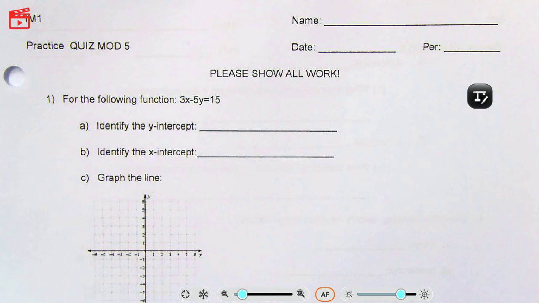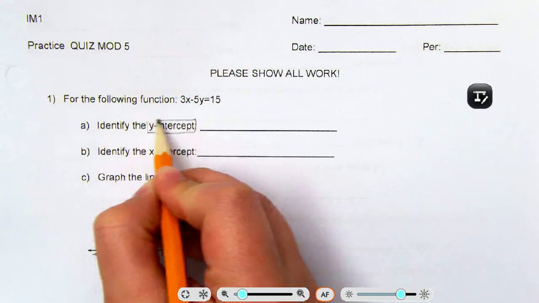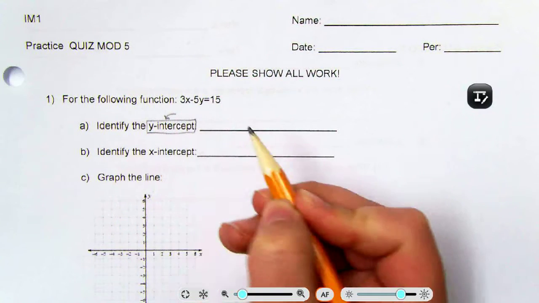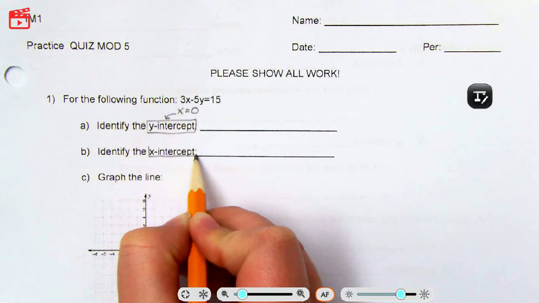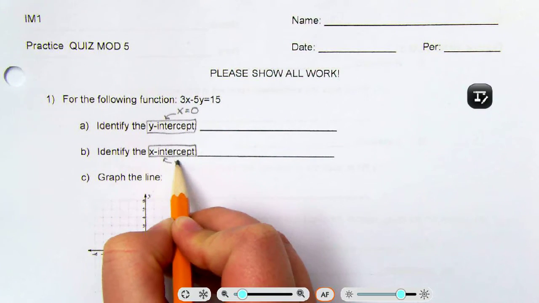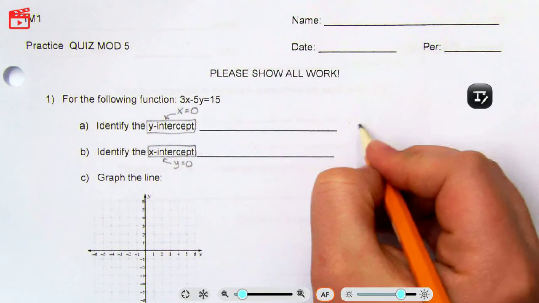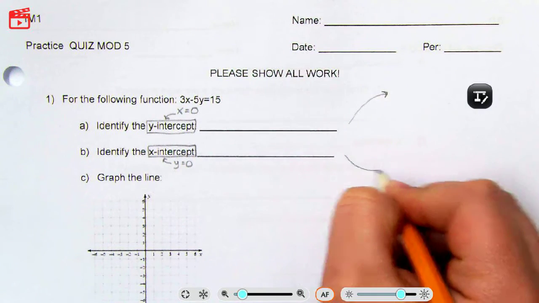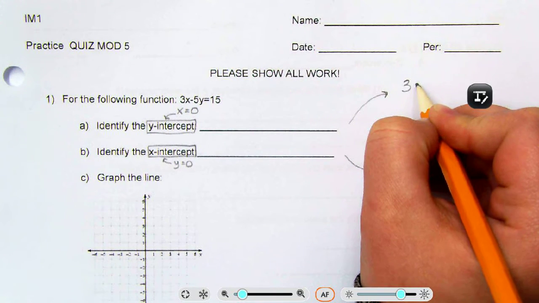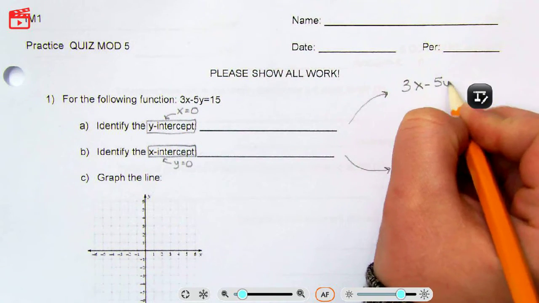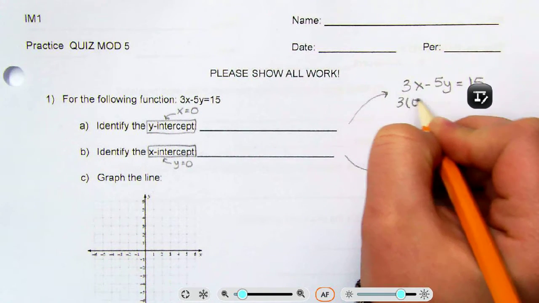So from here, you need to know that the y-intercept, think of it as opposites. The y-intercept is when x is equal to 0. The x-intercept is when y is equal to 0. So in order to find these out, I'm going to show my work here and here. For the y-intercept, I'm going to show 3x minus 5y is equal to 15, and I'm going to substitute or plug in 0 for x.